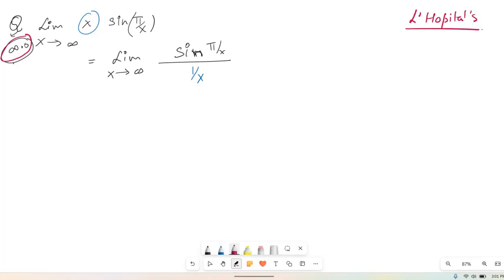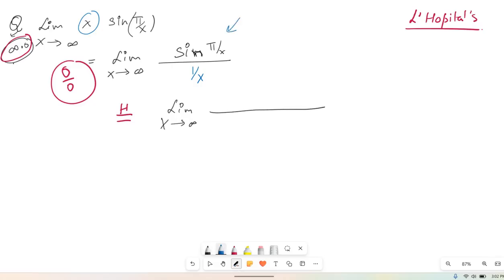Now, if I try plugging in infinity, the numerator is sine pi by infinity, which is sine 0, which is 0, and the denominator is 1 by infinity, which is 0. So now it became 0 by 0 format, so we can apply L'Hopital's rule. Let's do that. Limit as x approaches infinity.